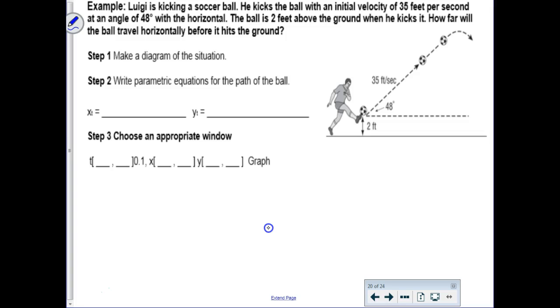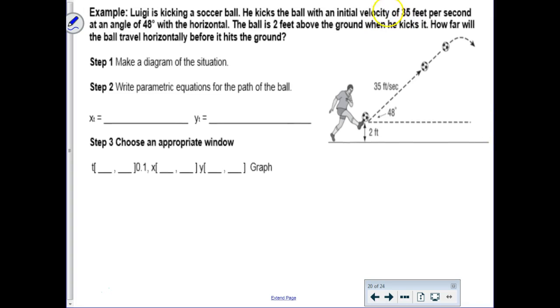And he kicks the ball with an initial velocity of 35 feet per second. So there's that initial velocity. The angle with the horizontal, always measured with the horizontal, is 48. So there's that theta. And the ball is 2 feet above the ground when he kicks it, because he does one of those cool kicks, like he kicks in the air, kind of. So that's his initial starting height for the ball.